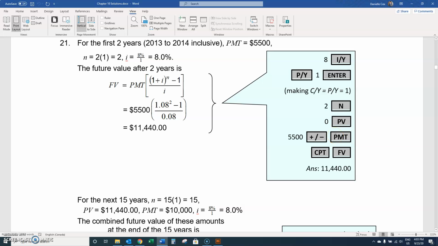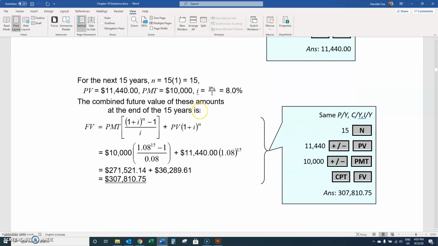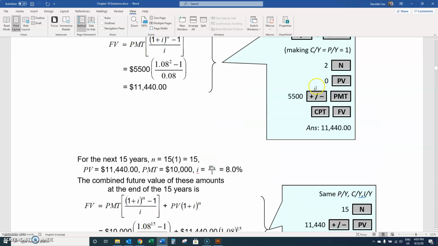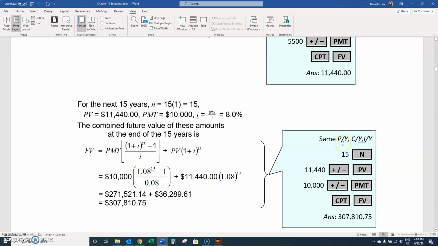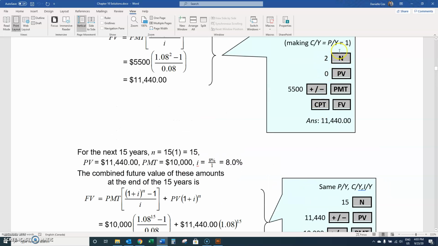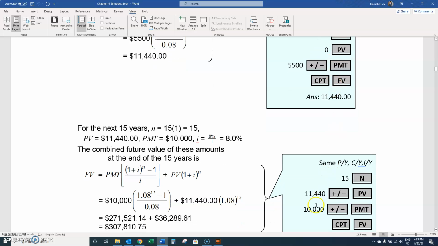Then the next step, we have $10,000 as our payment for 15 years. And again, because everything carries forward in the calculator, we only have to enter the values that are different. So our payment was $5,500. Our payment's now going to be $10,000. The N was 2 because that $5,500 payment was only for 2 years. The $10,000 is for 15 years.